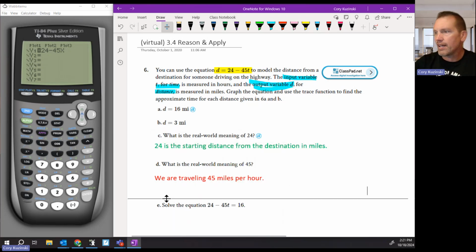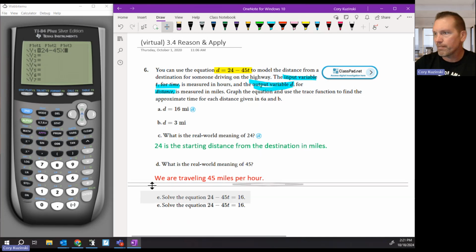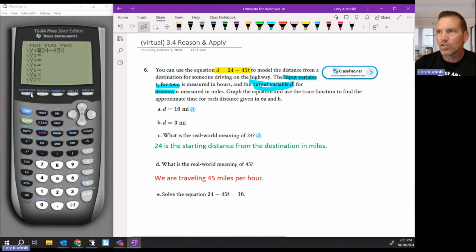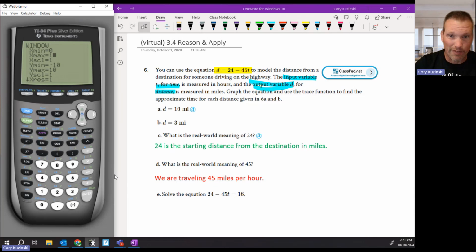Now I'm going to go back and answer these first two questions. Let's go to our window and set this up. X is our T time, so 0 hours to 1 hour. It's going to take less than an hour traveling at 45 miles per hour to go 24 miles, so I'm just going to go a max of 1 hour. Minimum 0 miles, and let's go up to 30 because 24 is our max distance. If we graph that, there's our line. If we trace it and look for where the distance is 16, it's looking for y equals 16, and it's right about there. 0.18, so that's our answer.